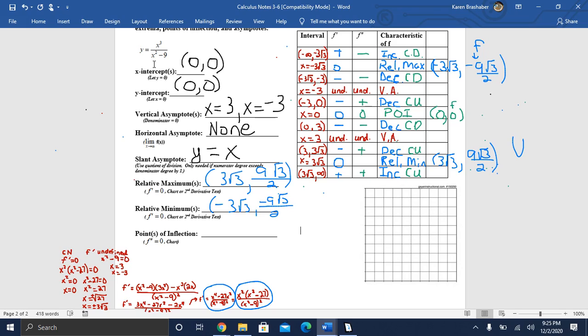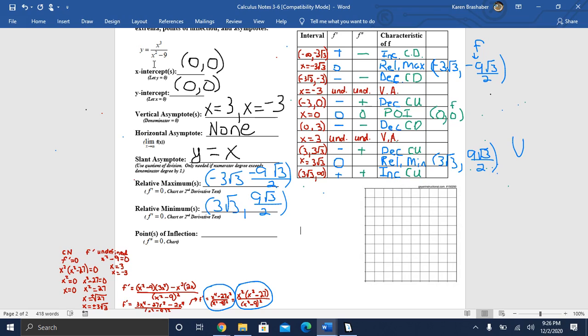No, I had that right. This is negative 3 square root 3 and negative 9 square root 3 over 2. That was a relative maximum. And then 3 square root 3 and 9 square root 3 over 2. So even though the signs don't make sense when you see the graph, you'll see it. Trust what your table says.